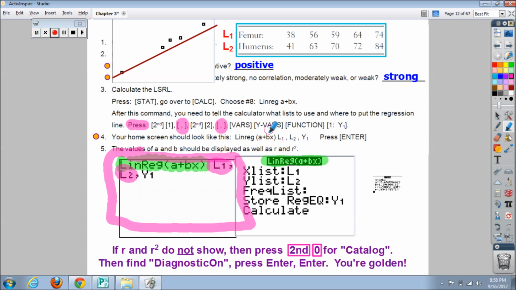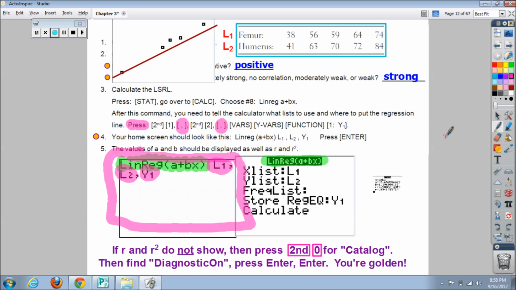It'll come more into play with what we're going to do in a day or two, but it's good habit to go ahead and just do it now. You'll go to the VARS button, then go over to the Y-VARS, Function, and then you'll select the first one, Y1, so it puts it in right here.